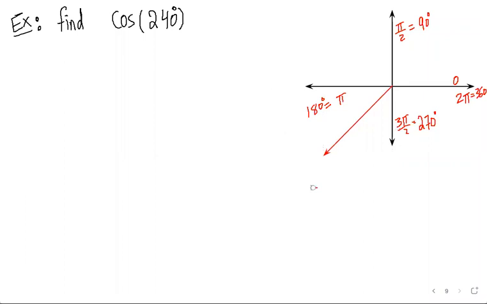This is the first step. Now, second step, you have to find two things. Number one, the sign. Number two, the reference angle.